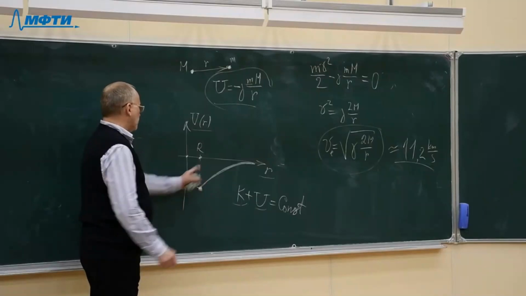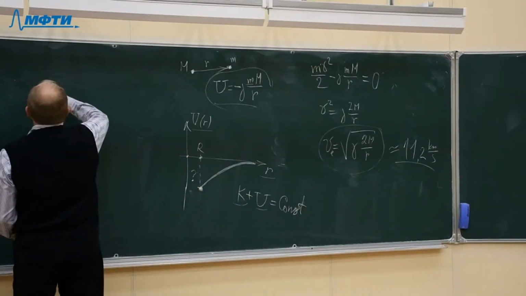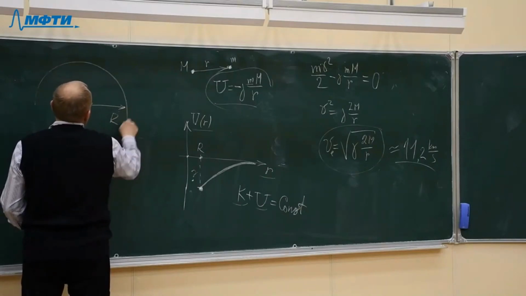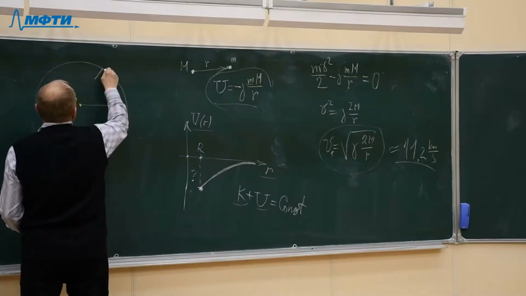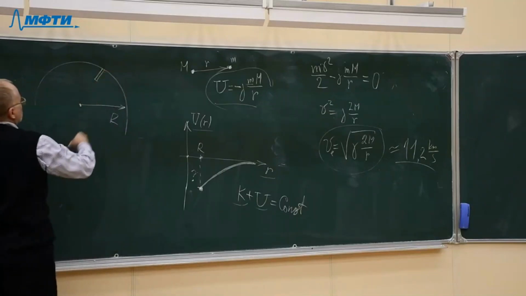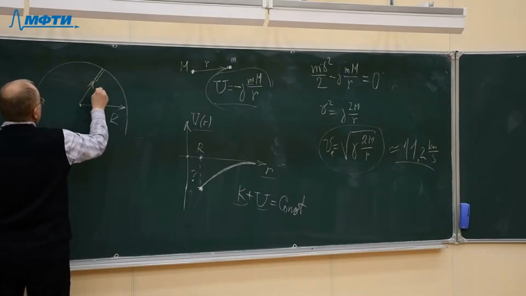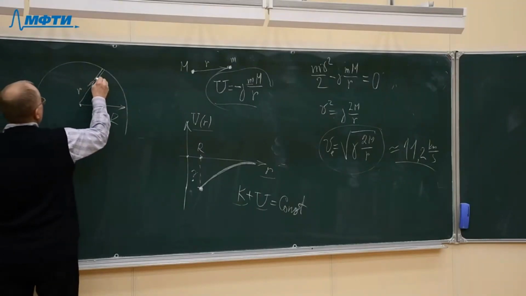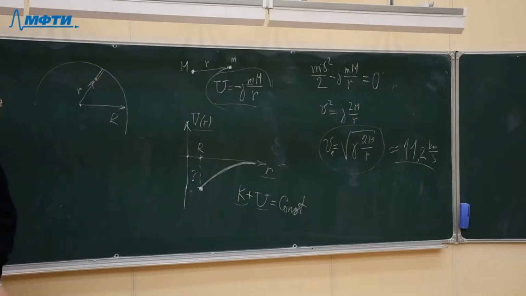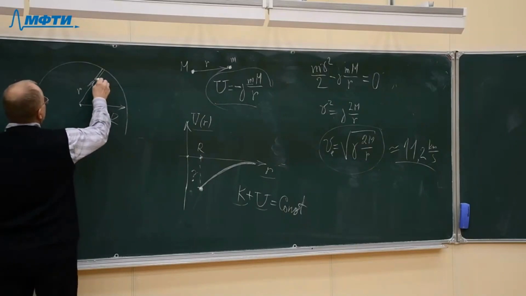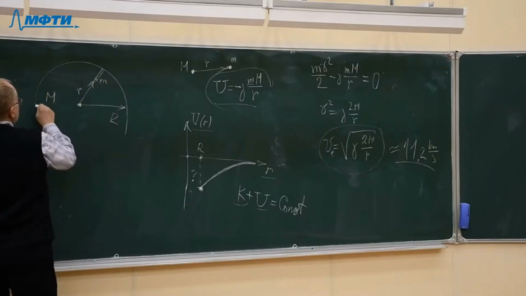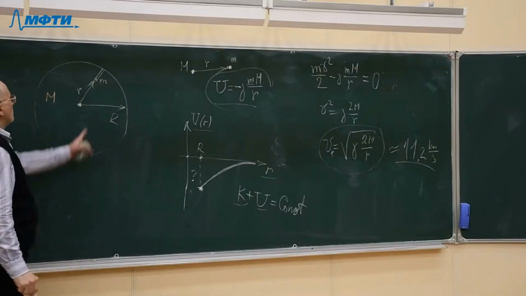If we dig a well, we have a planet of radius R, and we dig a well here and go closer to the center of the planet, to a distance r, then what will be the potential energy here? Or we can put it in this way: what will be the force of attraction of this small body to the center of the planet if the planet has mass M?